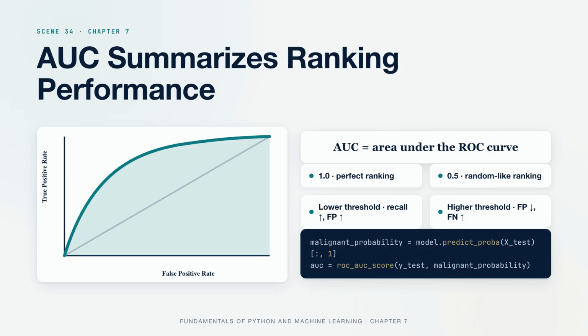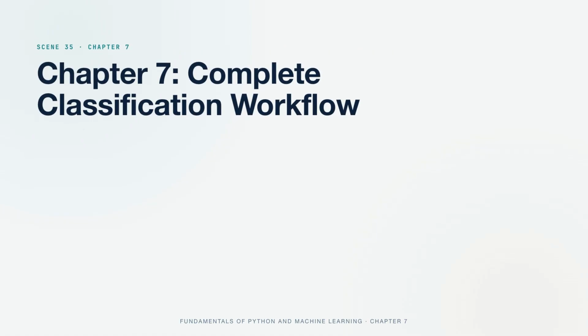Lowering the threshold usually increases recall because more observations are classified as positive. It can also increase false positives. Raising the threshold may reduce false positives but increase false negatives. The appropriate threshold depends on the consequences of each error, available resources, ethical requirements, and domain expertise. AUC is useful, but it should be interpreted with the confusion metrics, class balance, and the intended use of the model. Let's summarize Chapter 7.